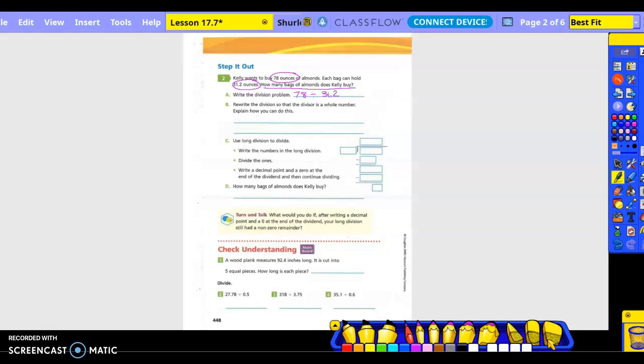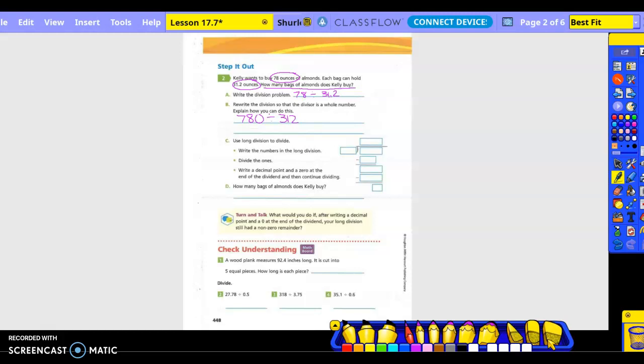Rewrite the division so that the divisor is a whole number. Explain how you can do it. So once again, can we divide by a decimal? No. So we're going to need to move that decimal over one place to the right, which means we're doing what to it? Multiplying it by 10. So what I do to the divisor, I have to do to the dividend, right? So this would now become 780 because we multiplied it by 10, divided by 312. Because what I did to one, I have to do to the other.